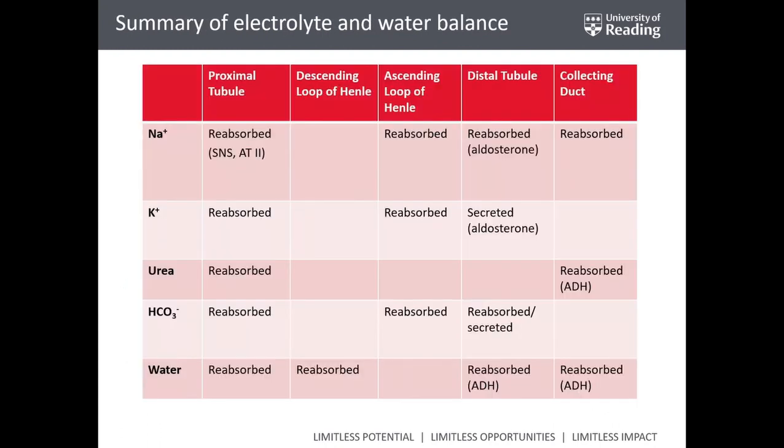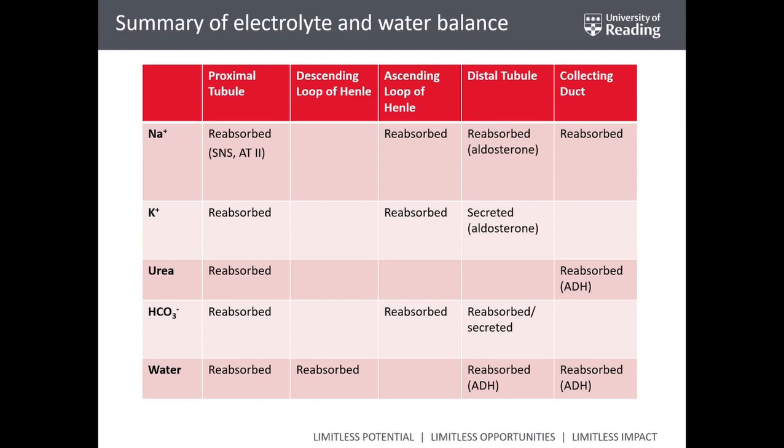So, to sum up the electrolyte and water balance in the different tubular compartments of the nephron, here you have a summary. Sodium is reabsorbed in the proximal tubule obligatorily, and also in the ascending loop of Henle and in the distal tubule. But in the distal tubule and the collecting duct, it's regulated mostly by aldosterone. Potassium is reabsorbed in the proximal tubule and in the ascending loop of Henle, but it's secreted in a regulated way by aldosterone in the distal tubule.